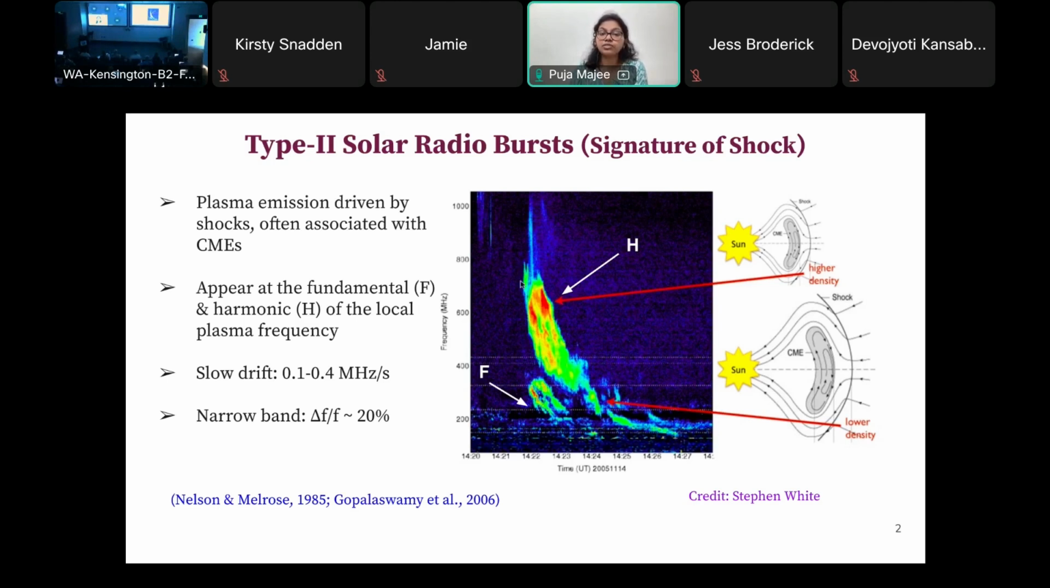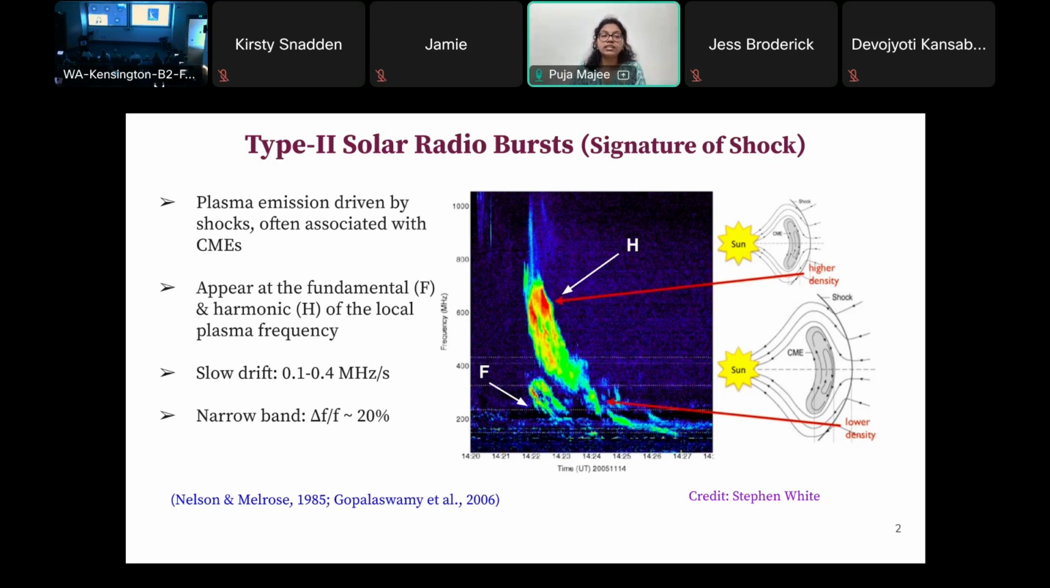And as you can see here, there's a drift, which is coming because as the shock propagates through the coronal medium, it encounters lower and lower density regions, and hence lower and lower plasma frequencies, and therefore you can see the drift in the emission.